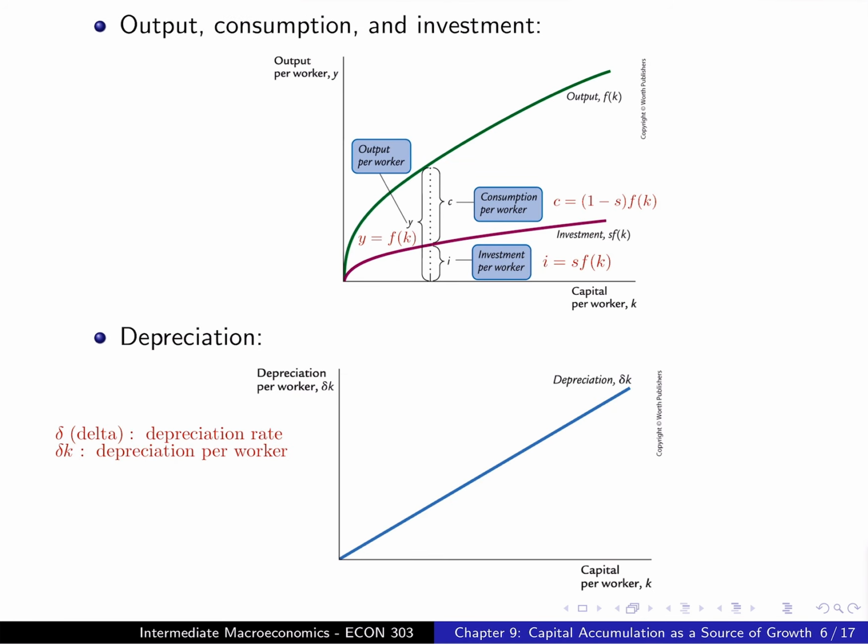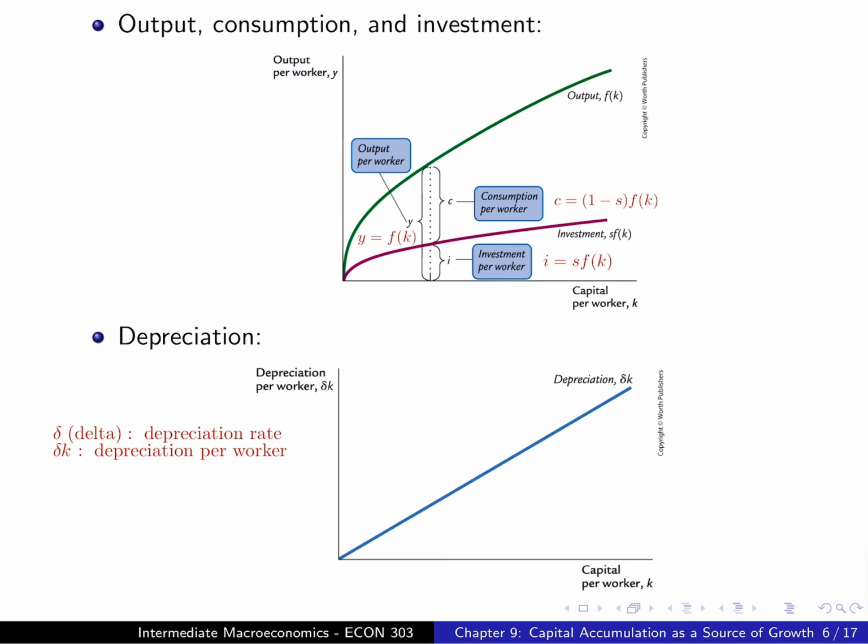The figure illustrates two key relationships in the Solow model. The upper panel shows the decomposition of output per worker. Output per worker is denoted by lowercase y equals a function of lowercase k. Output is divided into consumption and investment. Then consumption per worker is lowercase c equals 1 minus lowercase s, overall times a function of lowercase k, and investment per worker is lowercase i equals lowercase s times a function of lowercase k.